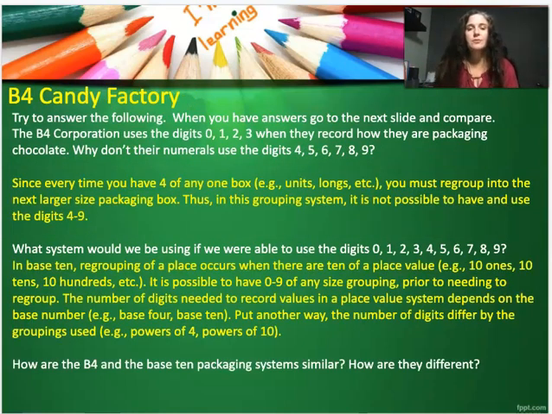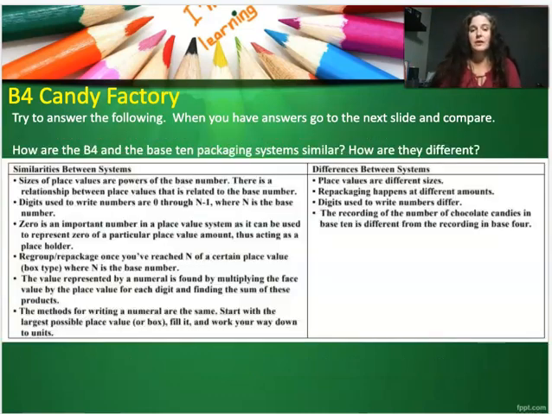Here are some answers for you. Every time you have 4 of any box, units, longs, flats, cartons, mega cartons, then you have to regroup into the next larger size packaging. So in the grouping systems, we wouldn't have those digits 4 through 9. What system would we be using if we were using the digits 0 through 9? Well, that must be base 10 because there are actually 10 digits in that 0 through 9. Lastly, this one was a little more involved, so I reserved it for the next slide because there are some similarities and some differences between B4 and B10.